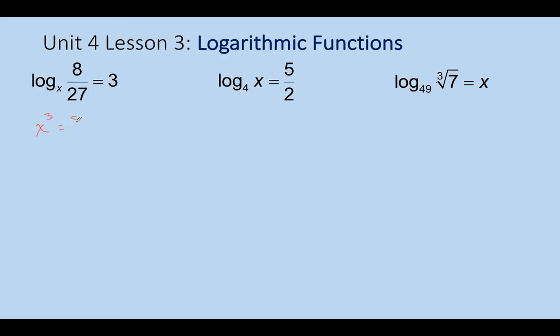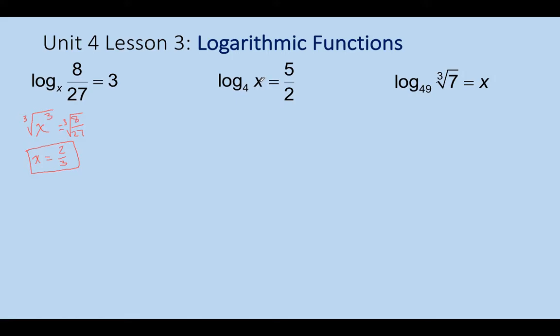And then equals 8/27. So when I convert it to this, I wind up with x to the third equals 8/27, and I can solve that. How do we get rid of something to the third power? Well, we take the cubed root, and this will cancel this out. And on the right-hand side, I take the cubed root of this, and I get 2/3. Okay, so that's one pretty simple logarithmic function solved.